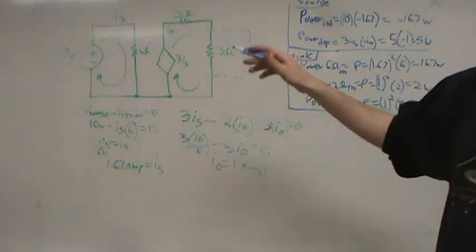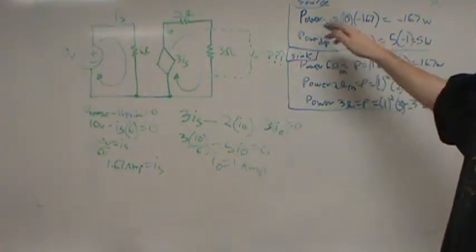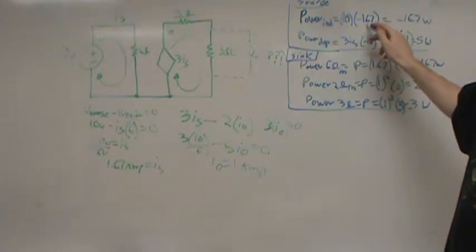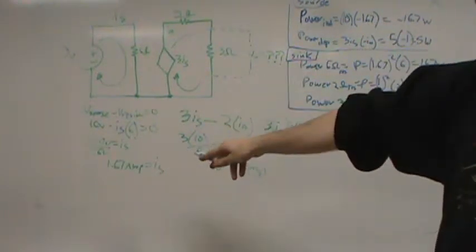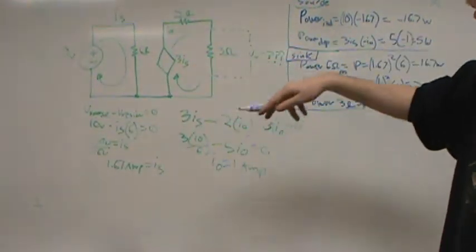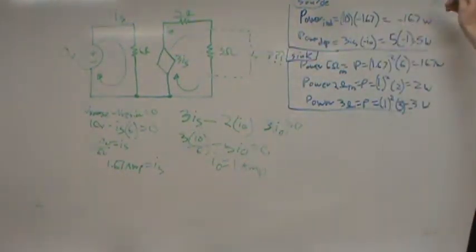So power equals current times voltage. Power equals voltage of 10 volts times the negative 1.67 current, which we figured out down there, which is the IS, because IS is going around there coming out of the source. So that's going to equal minus 16.7 watts.